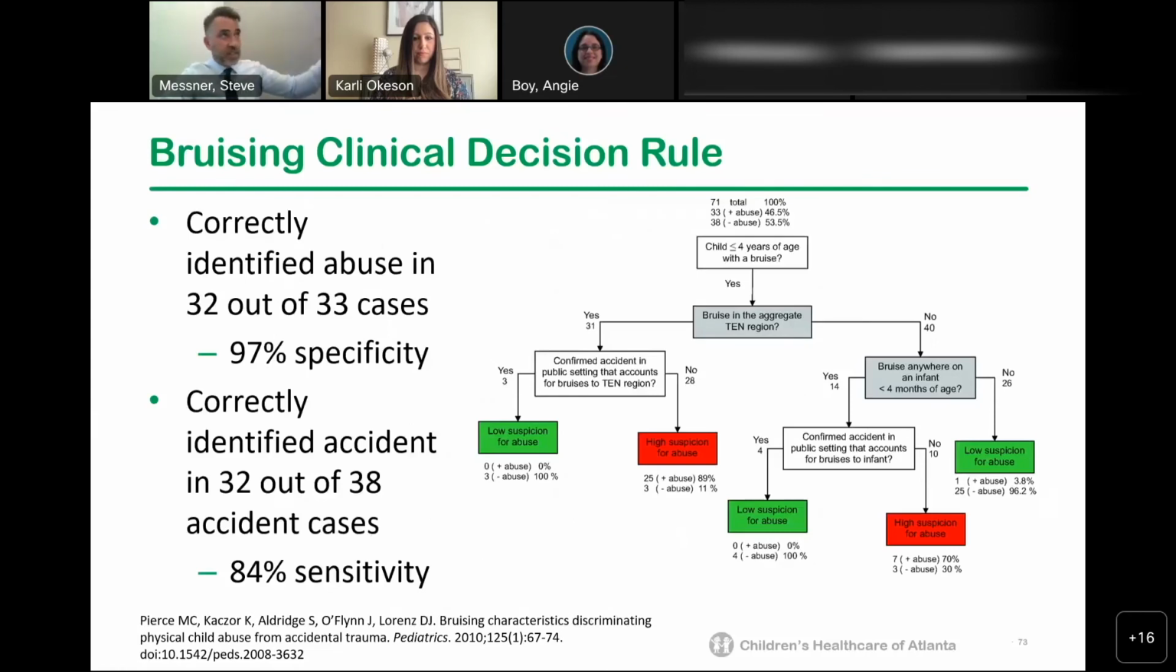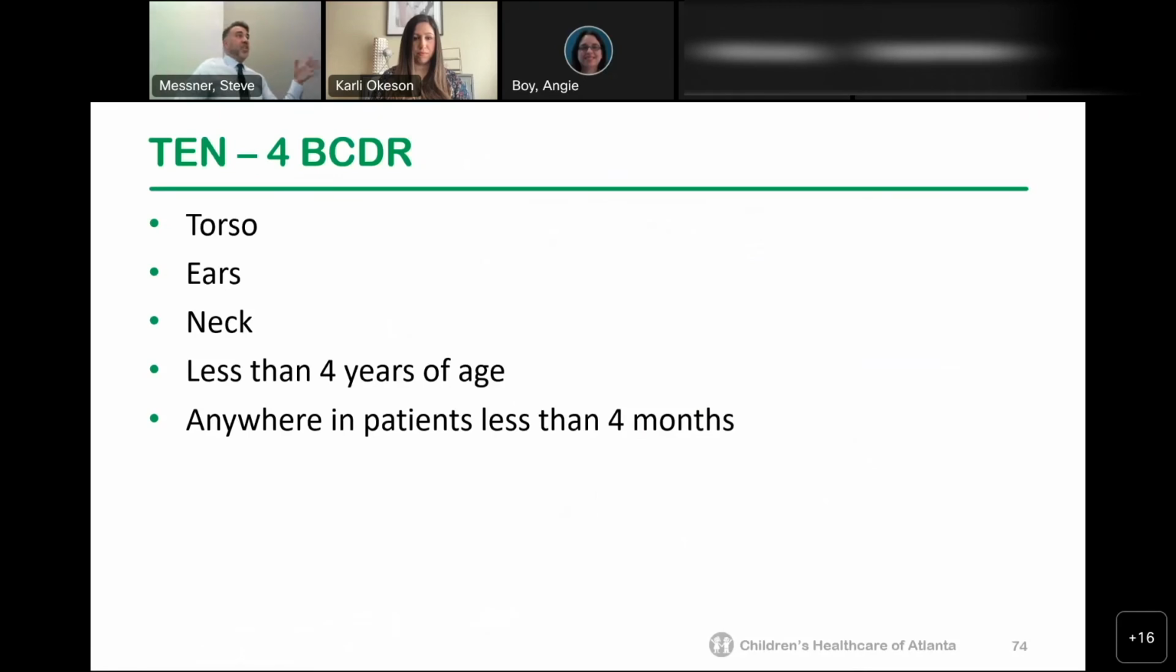So they came up with this, and they found out that this rule correctly identified abuse. It had 97% specificity, and it correctly identified an accident, so that's your sensitivity, 84%. So this is really good. So then what they did was they called it the 10-4 bruising clinical decision rule. So 10 meaning T for torso, E for ears, N for neck, 4, and that it was validated, they came up with this rule up to 48 months, so 4 years of age.